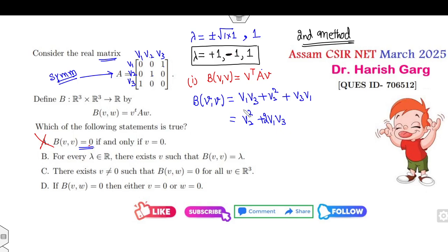Now as per the given statement this value is 0. Does this imply V1, V2 and V3, that is V, is basically 0? No. Why?